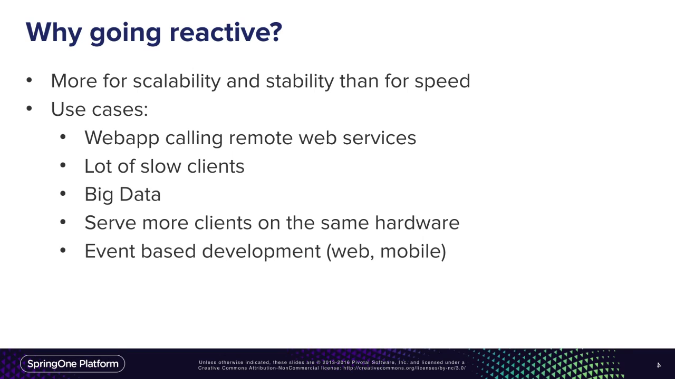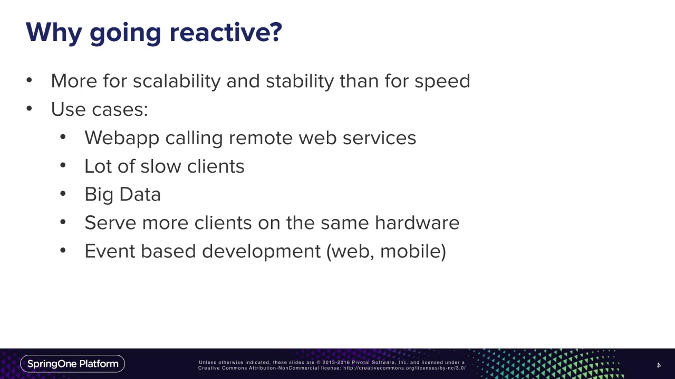So the first topic is why go reactive. That's more for scalability and stability than for speed, because when you do reactive programming, you have a small overhead to deal with. So it's really more about scalability and predictive capacity planning, rather than pure speed.